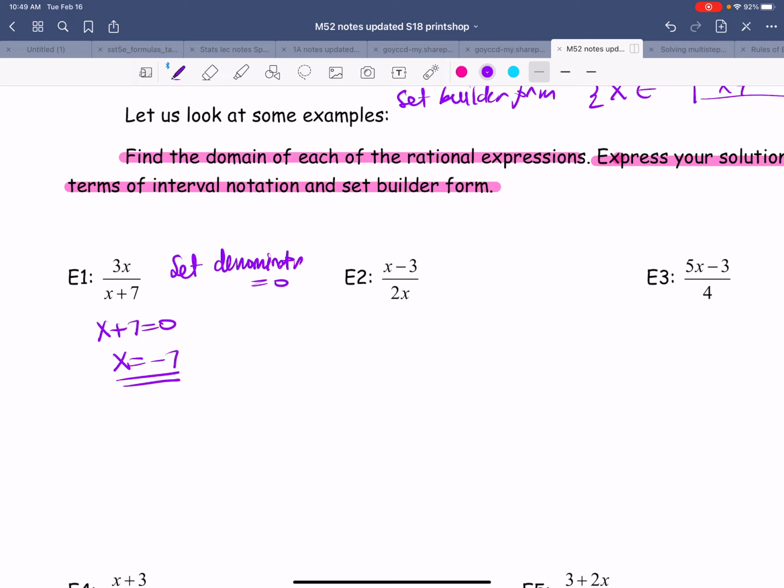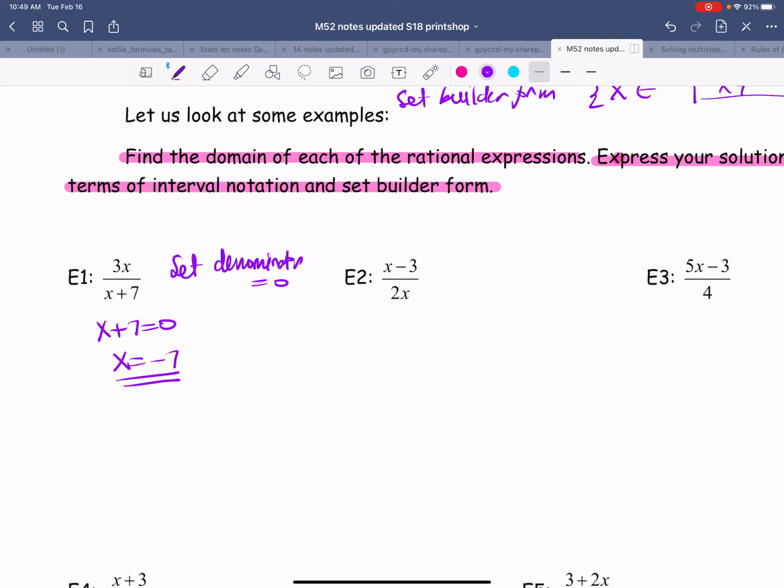If I get the x alone, I get x equals -7. And I can see that if x becomes -7, I'm in trouble, because then I'm dividing by 0. -7 plus 7 is 0. So here's the domain for me. We want all real numbers, but we don't want x to equal -7.